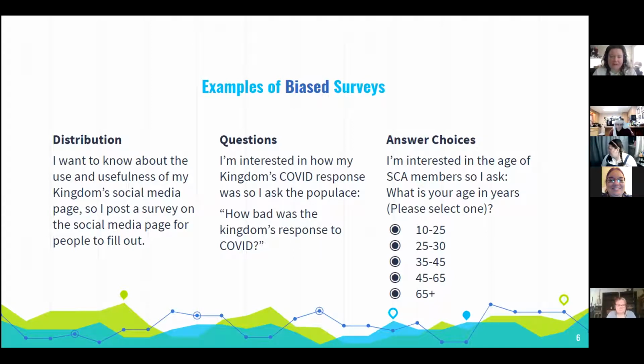And then the third example of a bias survey is a bias in the answer choices. So if you're interested in the age of SCA members and you give them these categories, 10 to 25, 25 to 30, 35 to 45, 45 to 65, and 65 plus. You might laugh at this and say, oh, of course, you're missing 5 years in there. What if you're 33? You don't exist? Or, what if you're 25? Are you 10 to 25 or are you 25 to 30?